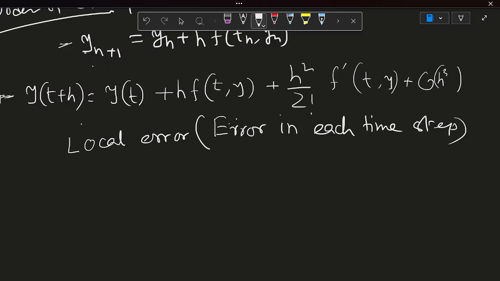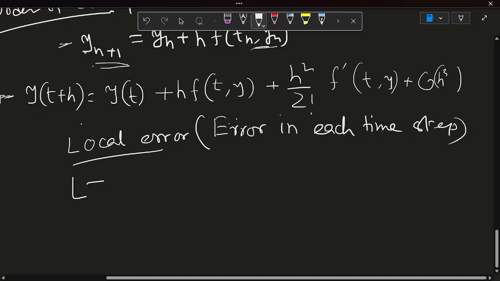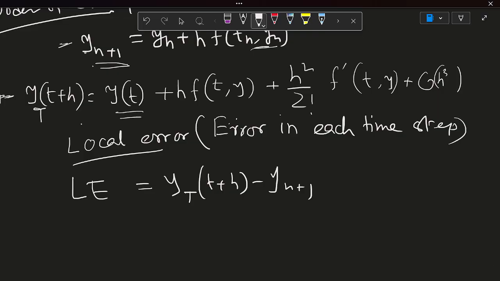When you evaluate y_{n+1} from y_n, for that one time step we get some order of error, and that error is known as local error. The local error is the true value y(t+h) minus y_{n+1}, and this is of the same order. There is no h square term.